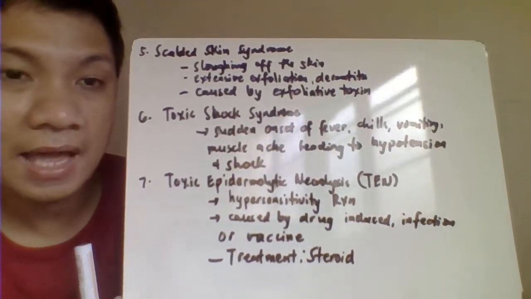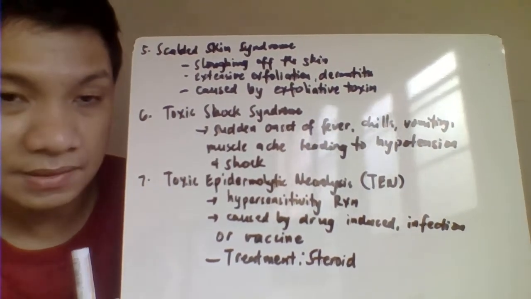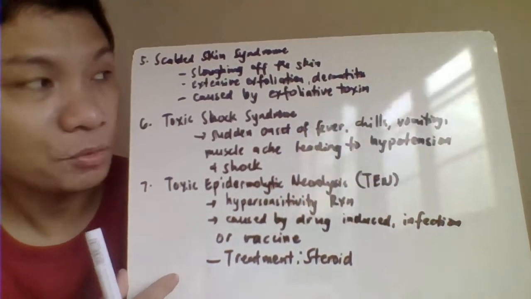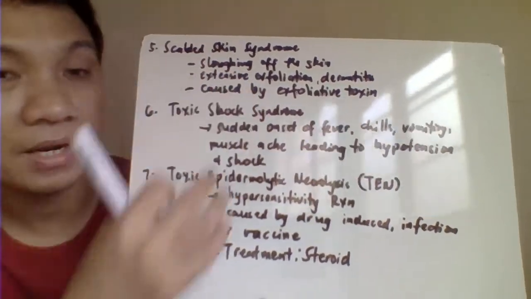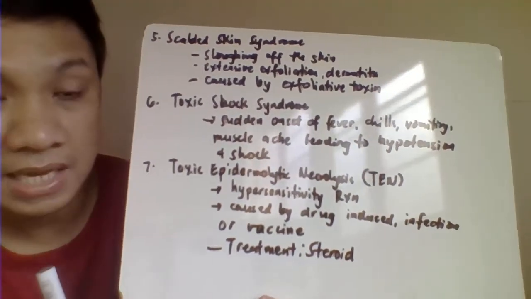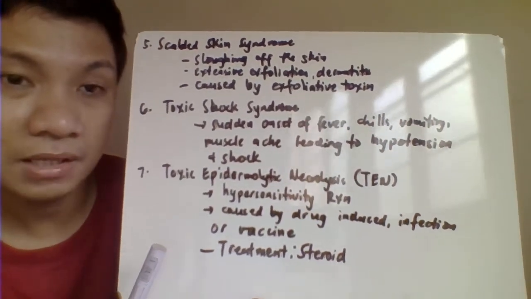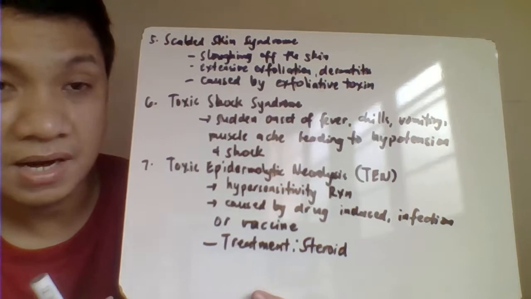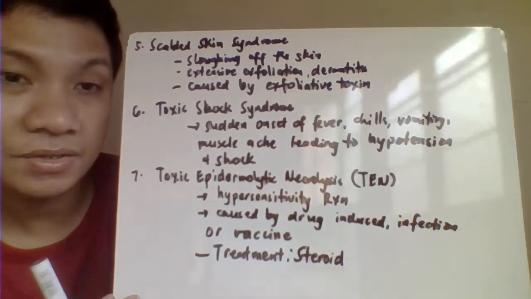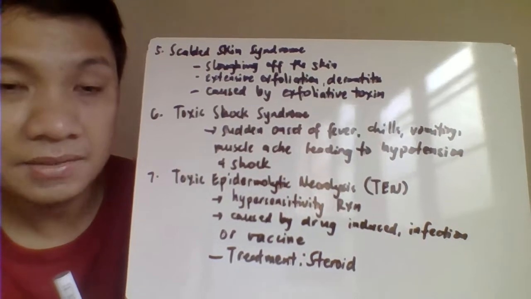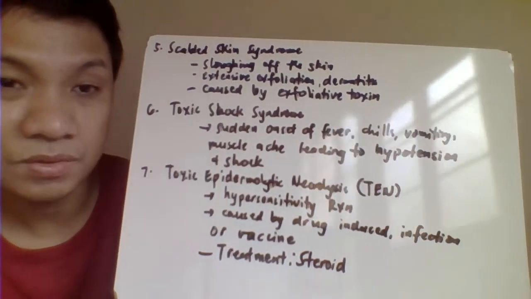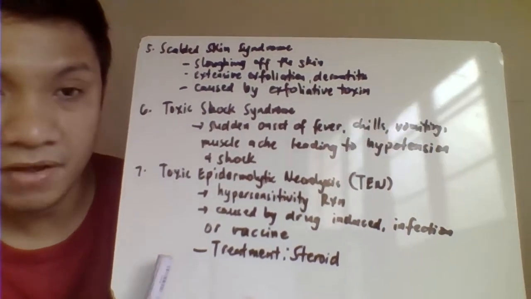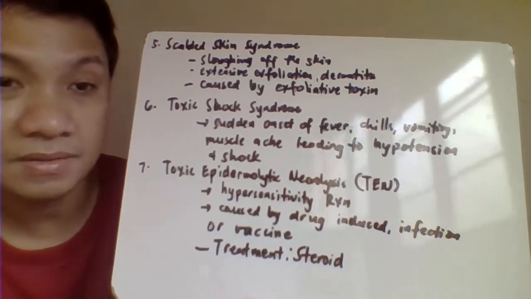Next, we have your TEN, toxic epidermal necrolysis. This is caused by a variety of causes. It would actually resemble the manifestation of your scalded skin syndrome, with partial peeling of the skin. Only that toxic epidermal necrolysis is basically caused by a severe hypersensitivity or allergic reaction related to your skin infection. This may be drug-induced, an allergic reaction out of your drug intake. It may also be caused by some infection or even induced by vaccine administration.